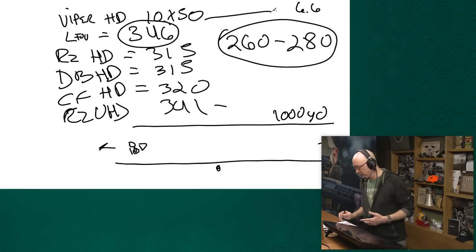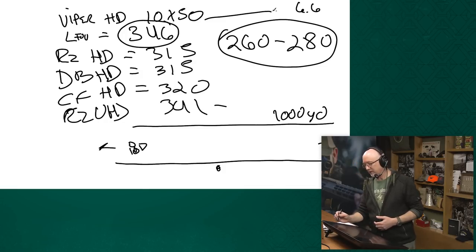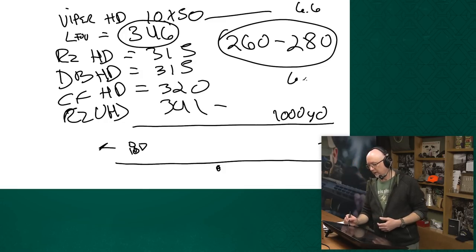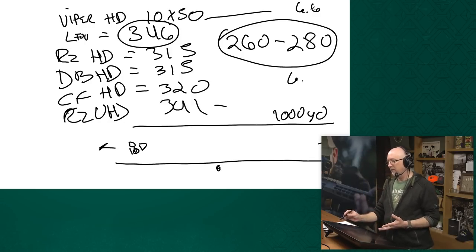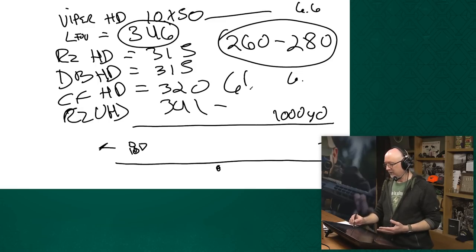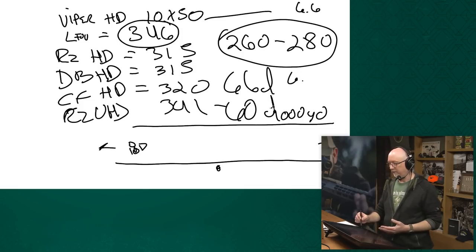Then we'll just do the 315. 315 divided by 52.5 is 6. So that's 6 degrees versus 6.6. Now, that doesn't seem like that big of a difference, but between the 346 and the 315, in apparent terms, times 10, that's 66 degrees versus 60 degrees of apparent field of view.